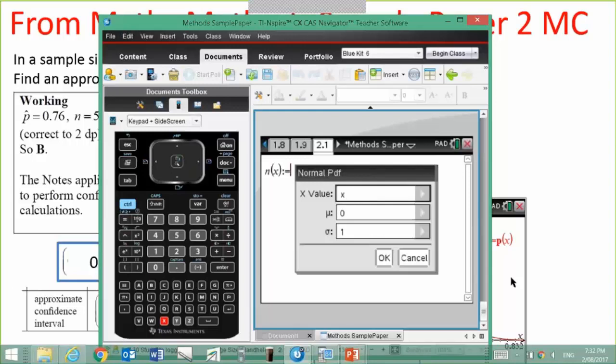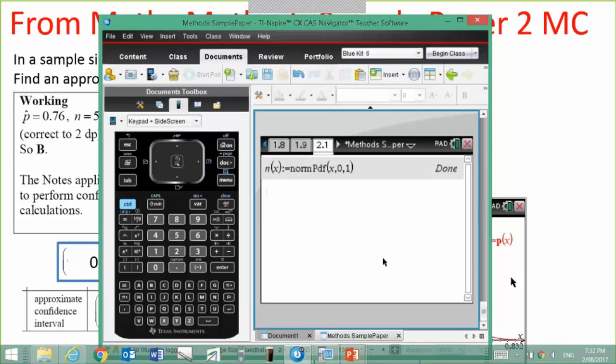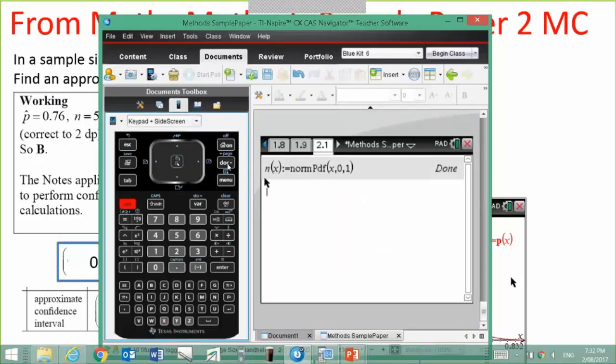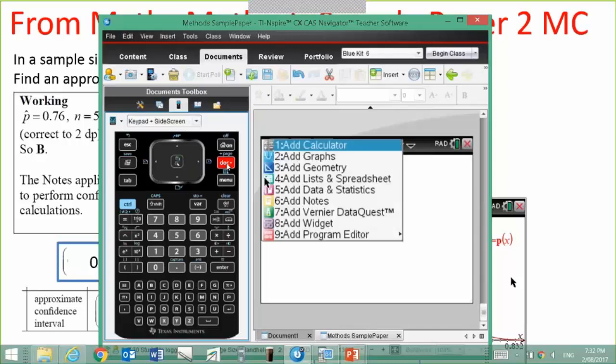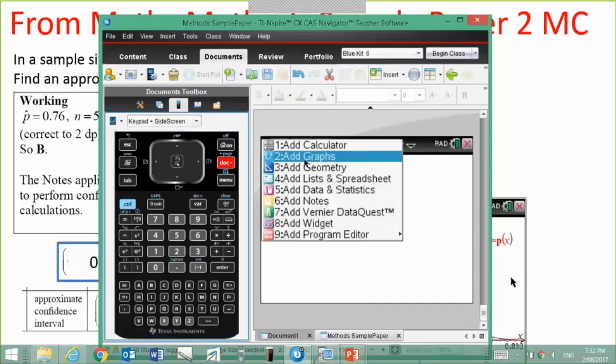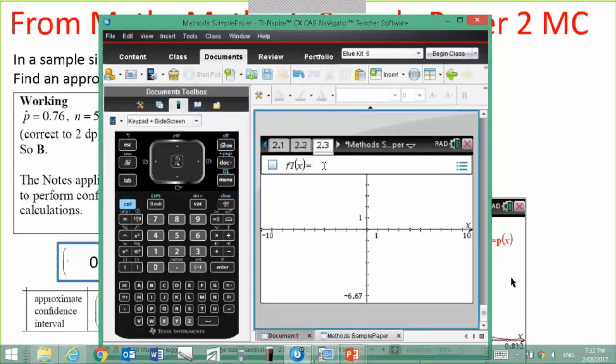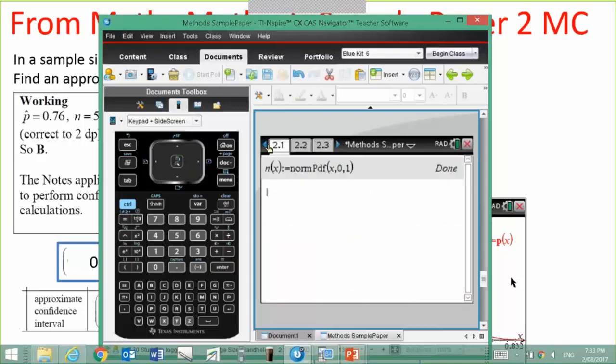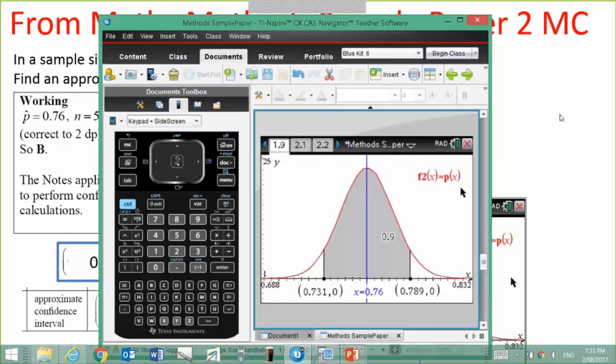Here you see I've got the mean and the standard deviation, and there it is defined. So now, I add in a graphs page, and I now graph that n of x. You can see that it is known, and there it is. Then it's a matter of messing with the Windows settings to get the nice type of picture that you saw back here. Okay.